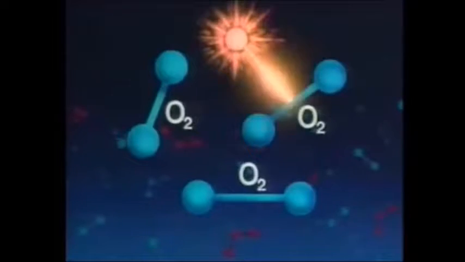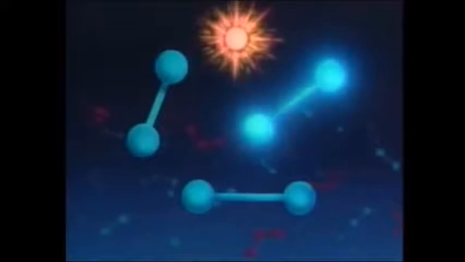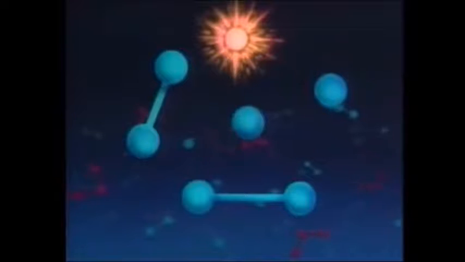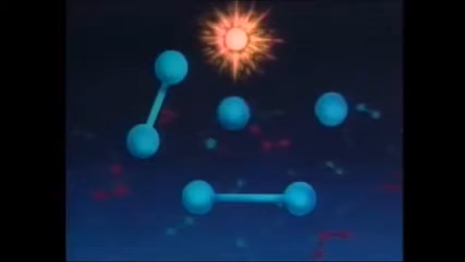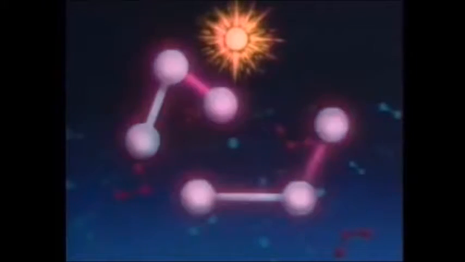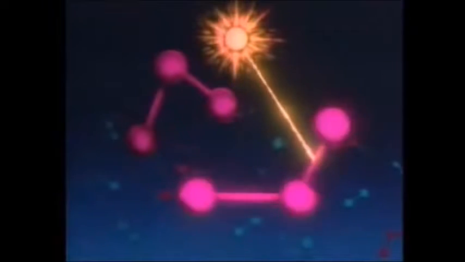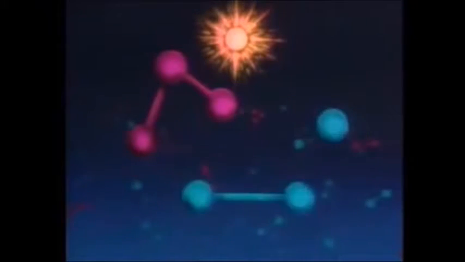But ultraviolet rays reaching the Earth are reduced through a series of reactions in the atmosphere. Oxygen is transformed into ozone and vice versa. Thus, a rich ozone layer absorbing ultraviolet rays is formed.